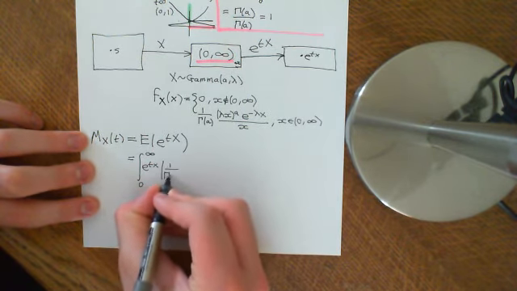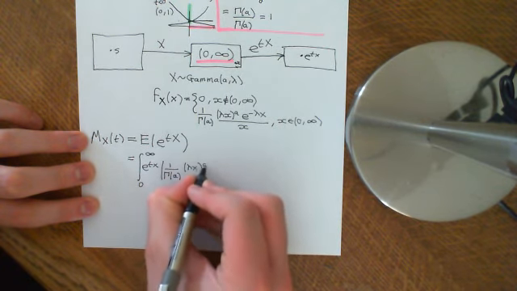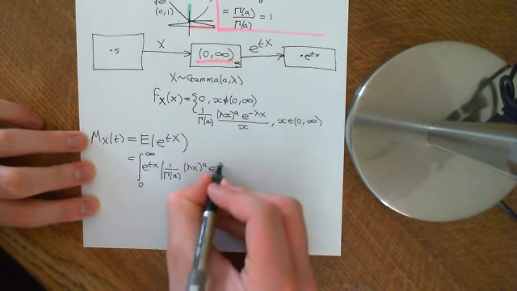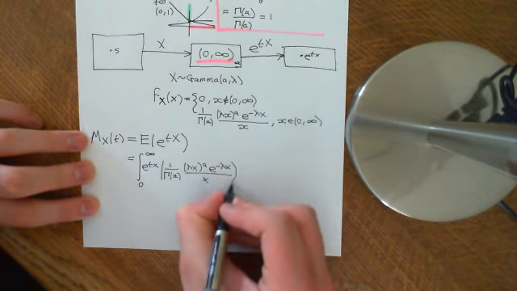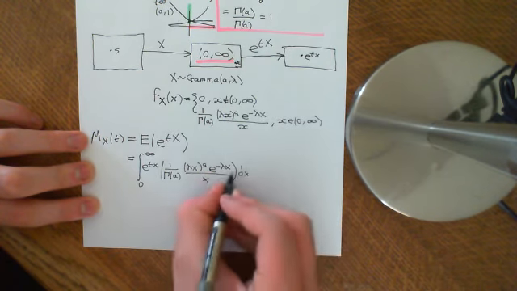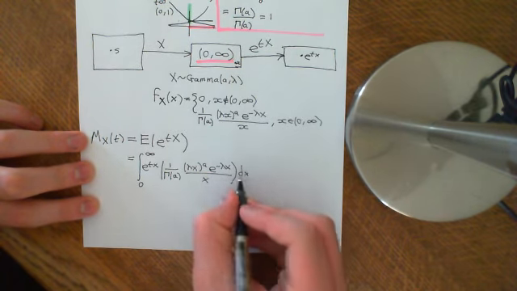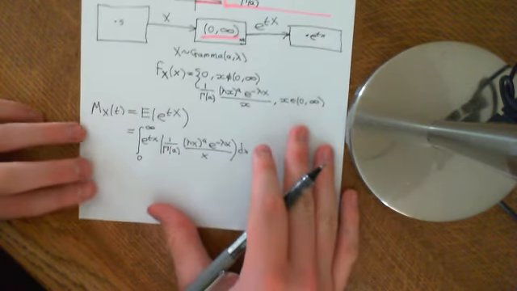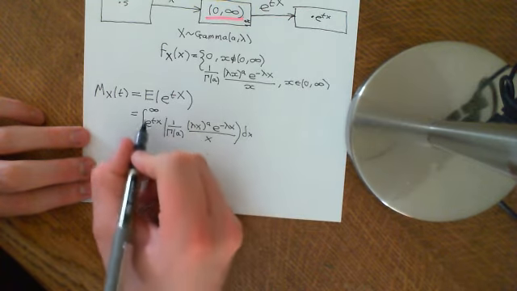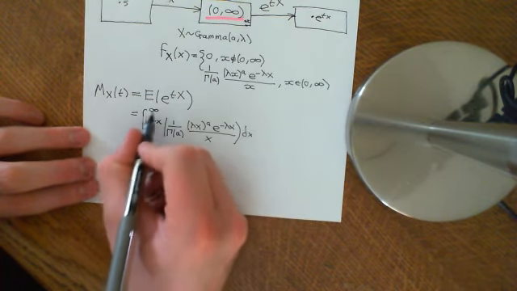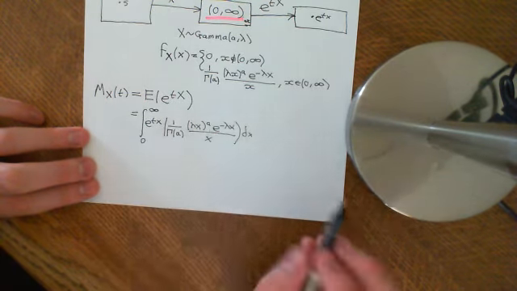1 over gamma of a, lambda x to the power of a, e to the negative lambda x, over x, and then times dx, because that's a probability density function. If we multiply it by a tiny little interval dx, then that's going to turn it into a probability, is what you can imagine. That's a good intuition for what that's doing, basically. And then what we do is sum over every single possible value of x between 0 and infinity. That's the intuition of what that is doing.